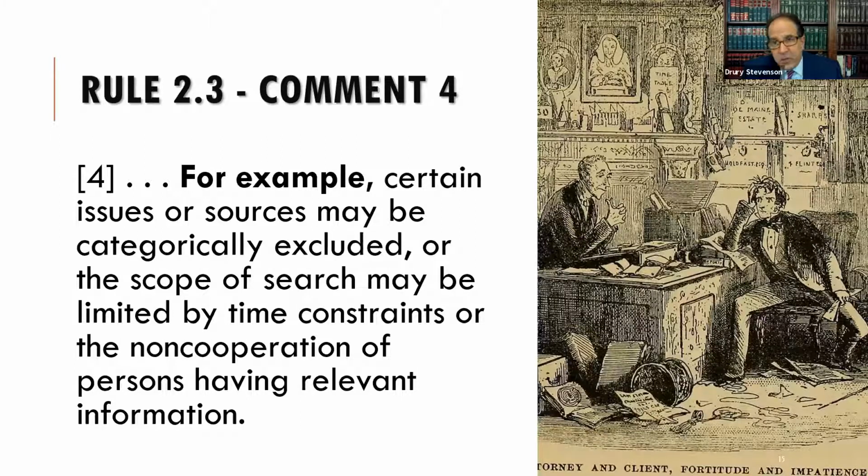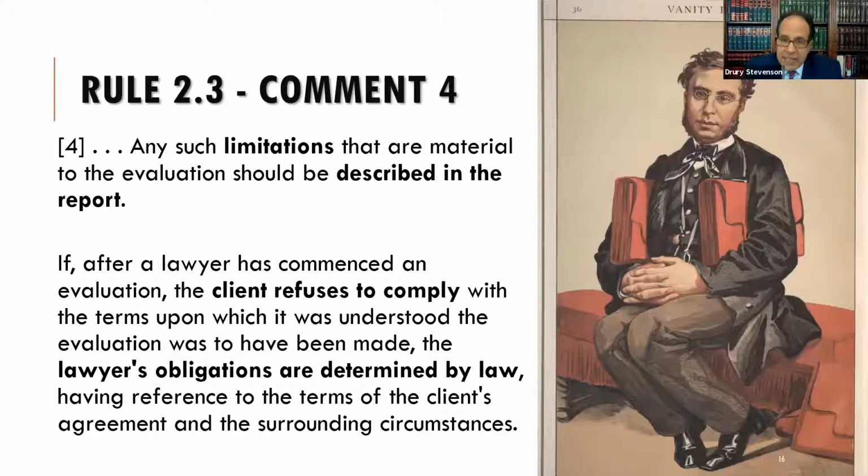So it could be that you simply weren't able to get reports from a party, maybe not your client, but a former employee of your client, a former partner of your client who's not cooperating or not on speaking terms with them anymore. And you're going to have to put that in the report. Any such limitations that are material to the evaluation must be described in the report. So what we're really talking about here is you're not allowed to lie for your client by omission when you're preparing reports for third parties.